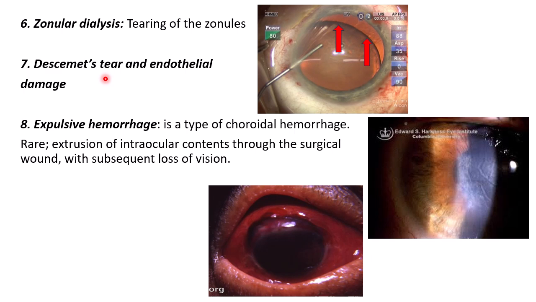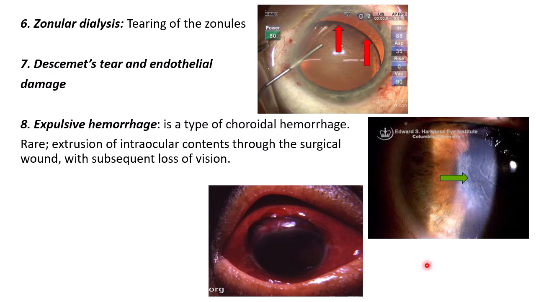Then there can be Descemet tear and endothelial damage. Look at this picture over here. You see this white striate sort of design on the cornea. That is corneal edema along with the folds in the Descemet membrane. These two lines are the folds in the Descemet membrane.